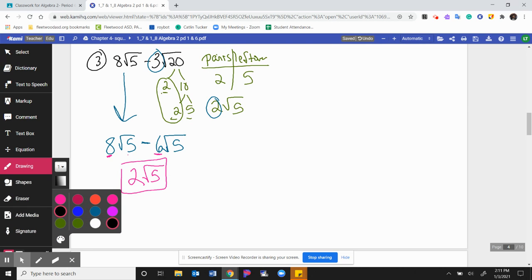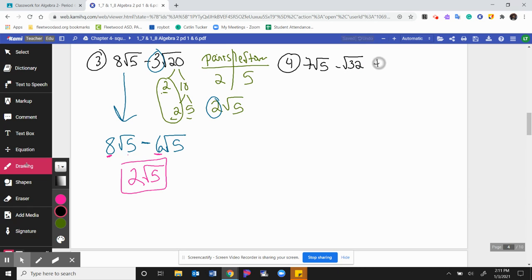All right, one more problem that we are going to do here together. Okay, so we have one more. 7 times the square root of 5 minus the square root of 32 plus 3 times the square root of 45. All right, so as we can see here, now I have 3 terms. That does not change anything. I want to simplify each of them. So if I'm looking at this first term here, 7 times the square root of 5, that cannot get broken down any further. If I would try and break down the 5, 5 can't be broken down any further.